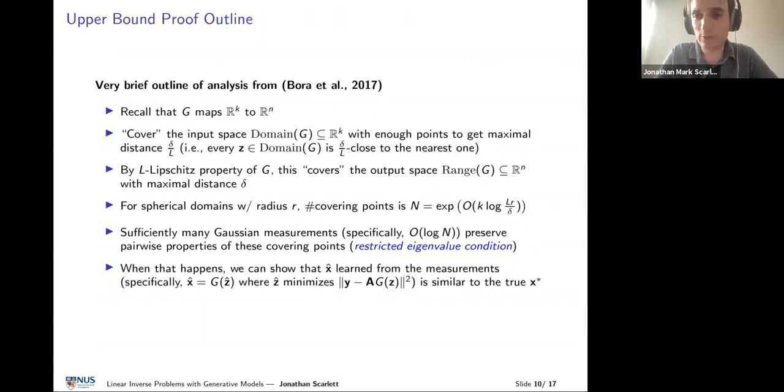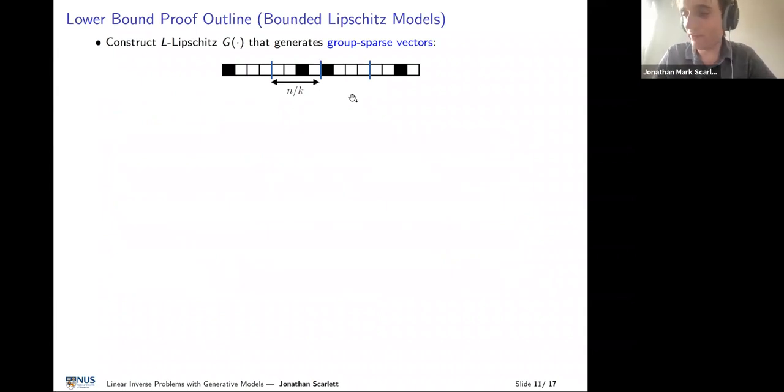Okay, so I went over that pretty quickly, but of course, details are in these authors' ICML paper. I'll also give you a bit of an outline of our lower bound. The idea is conceptually quite simple, actually. We only want to show a lower bound for a worst case Lipschitz generative model. So we can actually choose whatever generative model we like to generate some signals we believe to be hard to recover.